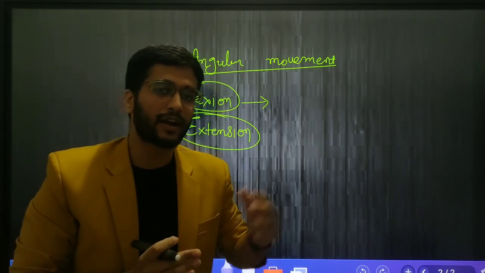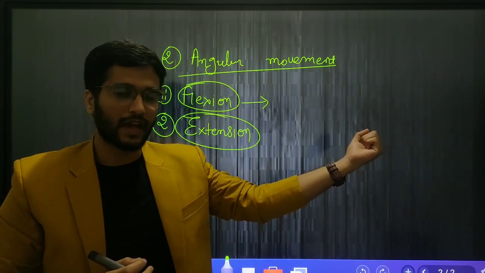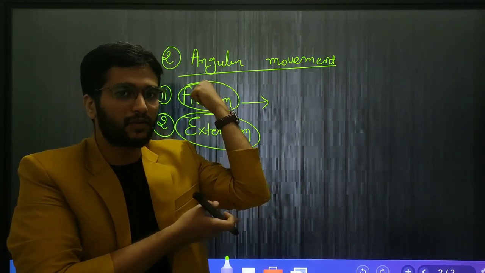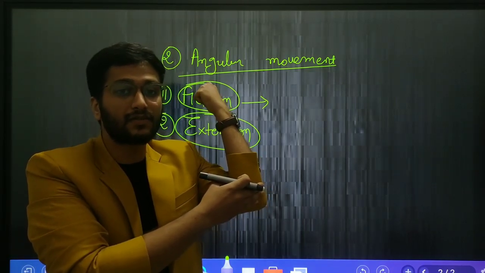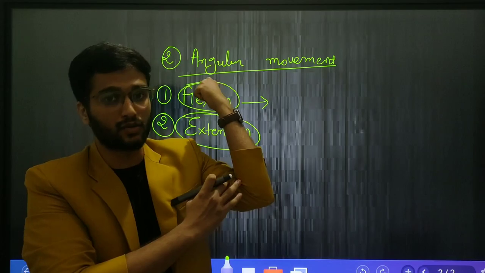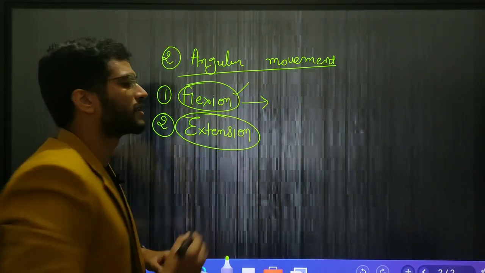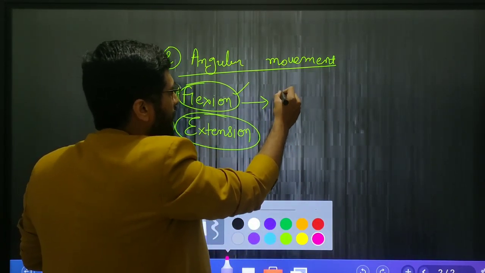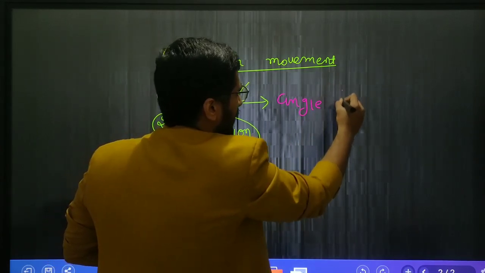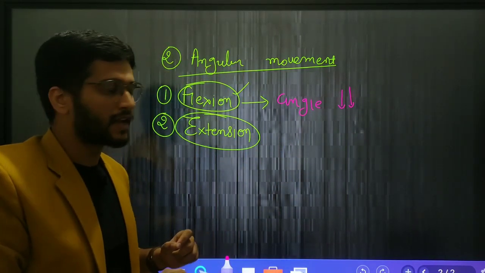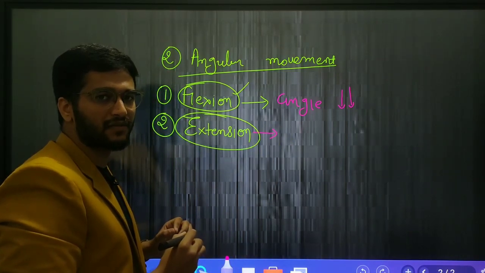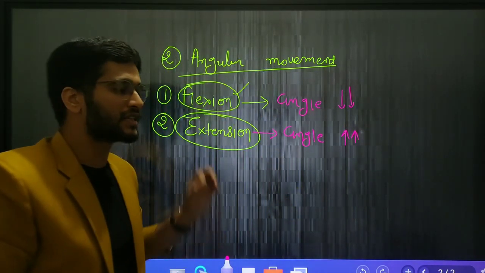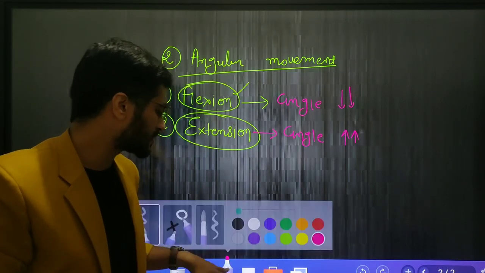Suppose the arm is like this, and if I bend the elbow, the angle between the humerus and the ulna, in other words the angle of the elbow joint, is reduced, and that kind of movement is known as flexion. So what we conclude is that flexion is the movement where the angle of articulation is significantly decreased, and extension is the movement in which the angle of articulation is significantly increased. This is the basic idea of flexion and extension.